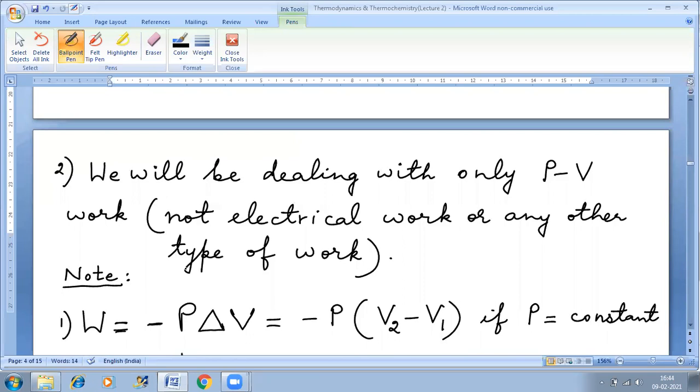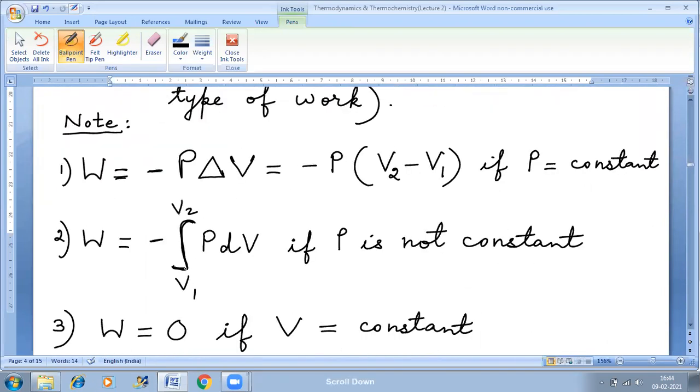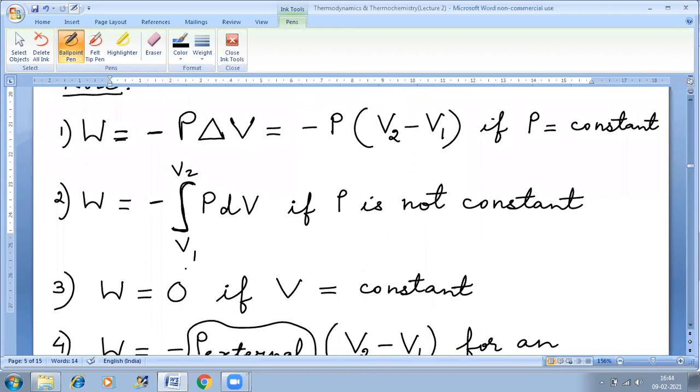Let us understand the different types of work done. W is the symbol for work, and these are the different ways of evaluating the work for different types of processes. Sir, can you show the previous statement?